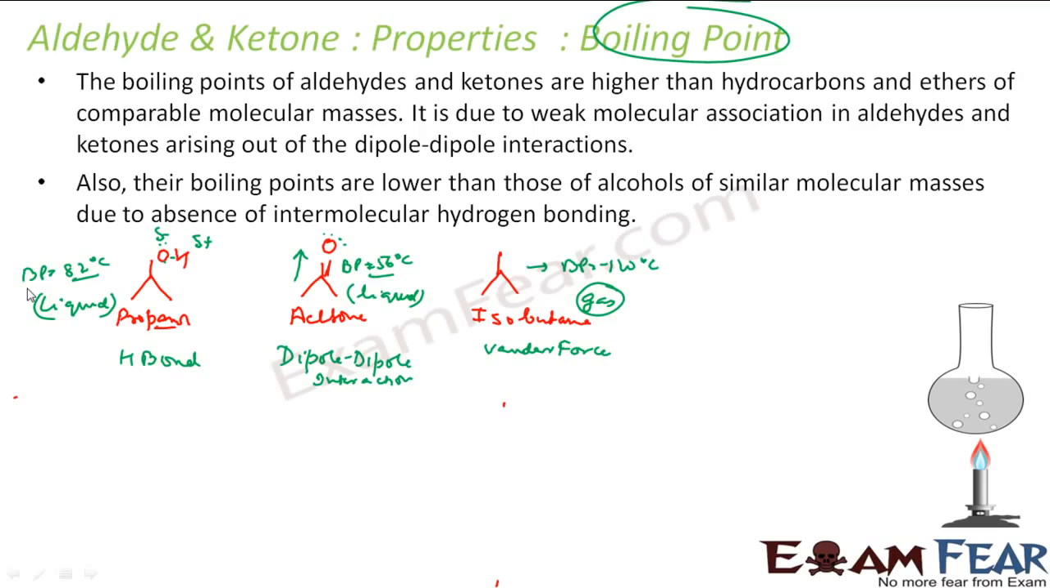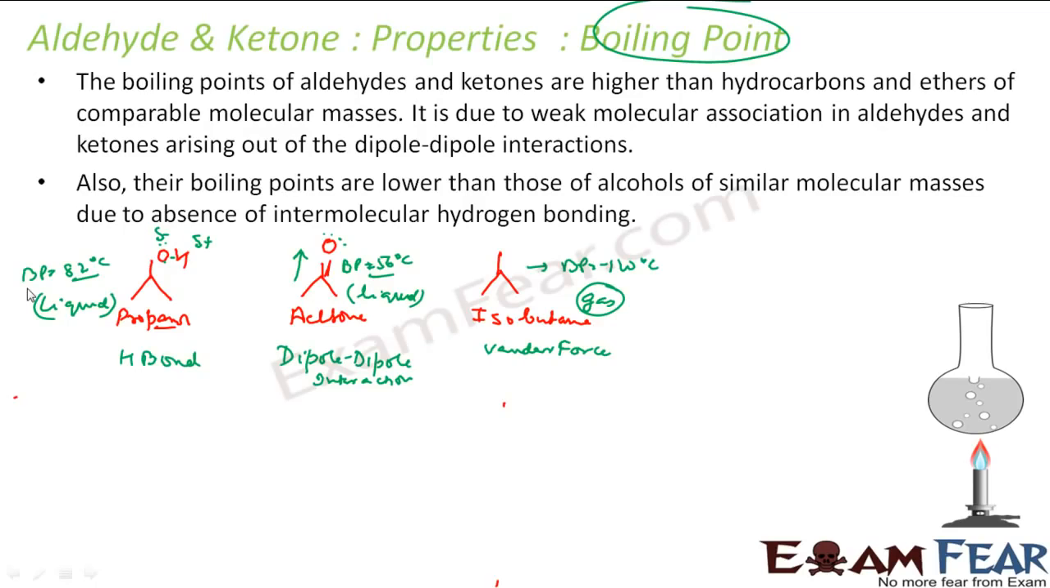If it has dipole-dipole interaction, it will have a lower boiling point compared to the compound which has a hydrogen bond. And if it doesn't have anything, only van der Waals force, it will be lower still. So if you are asked, okay, you have three or four compounds, you have to tell which has a higher boiling point or lower boiling point.